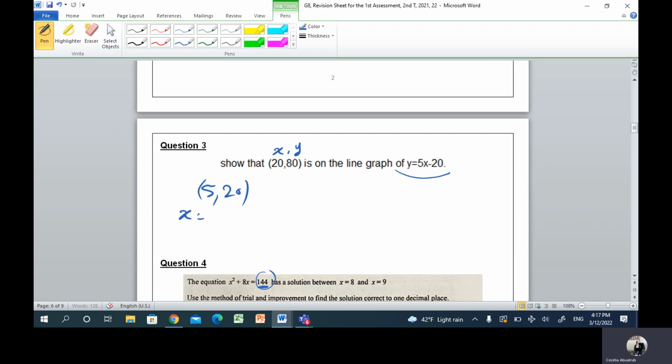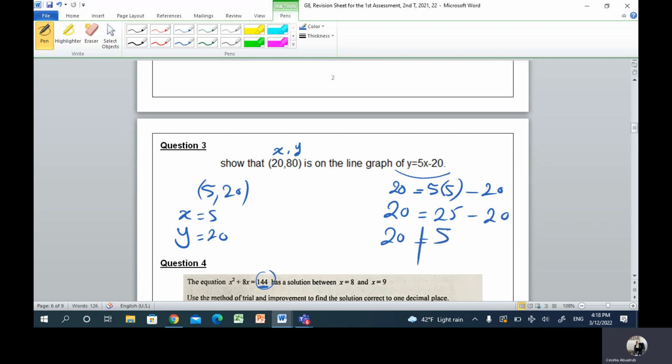So you're going to say x is equal to 5 and y is equal to 20. And what do you do next? You're going to substitute. y is 20 equals 5x, which means 5 times x, and x here is 5, minus 20. So 20 equals 5 times 5, 25 minus 20. So go down again. 20 is equal to 25 minus 20.